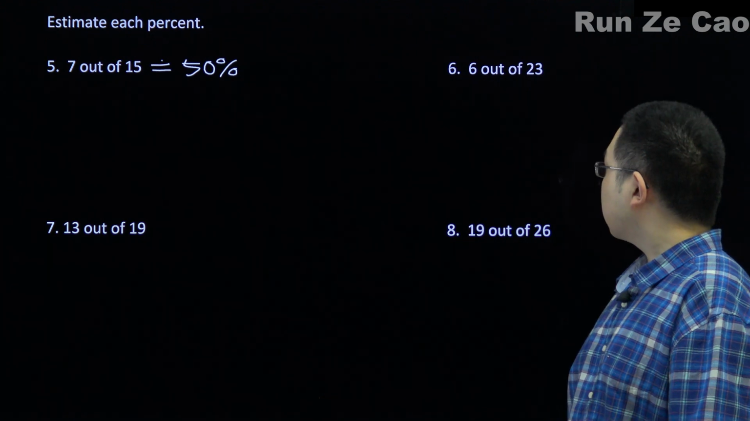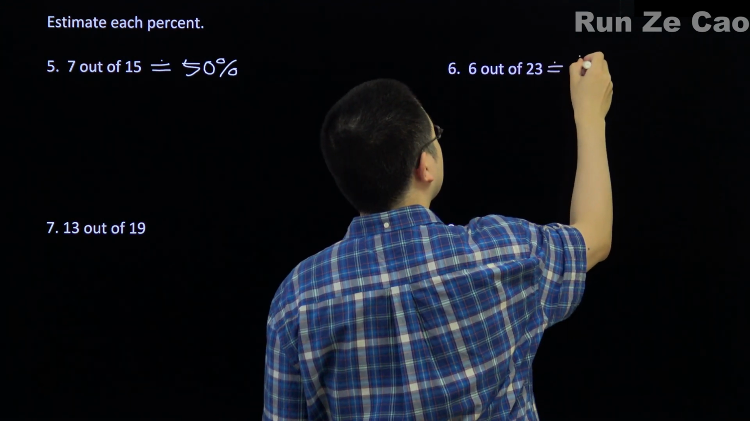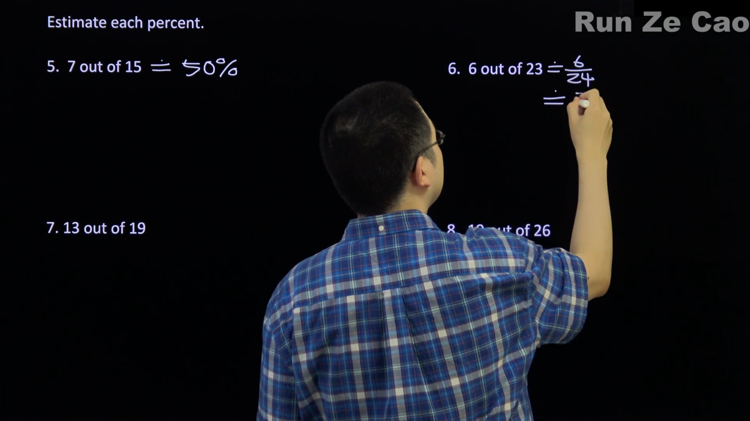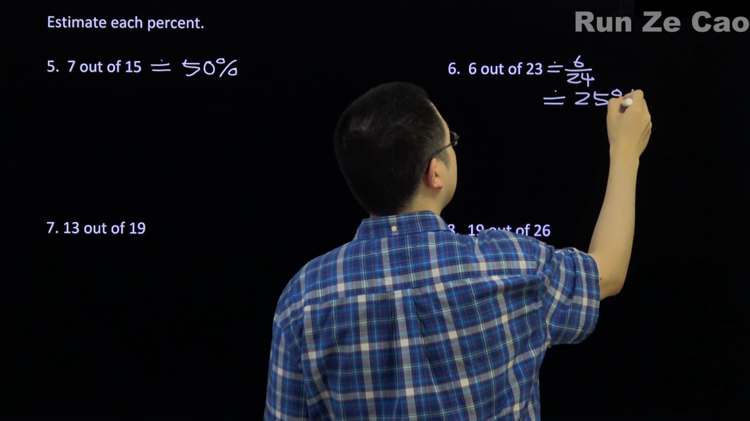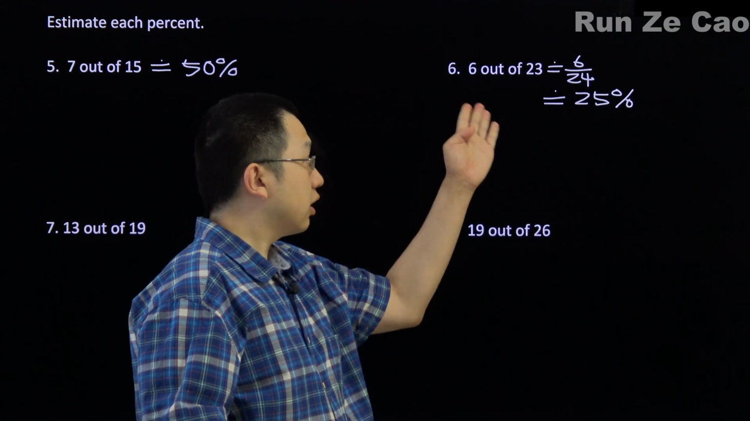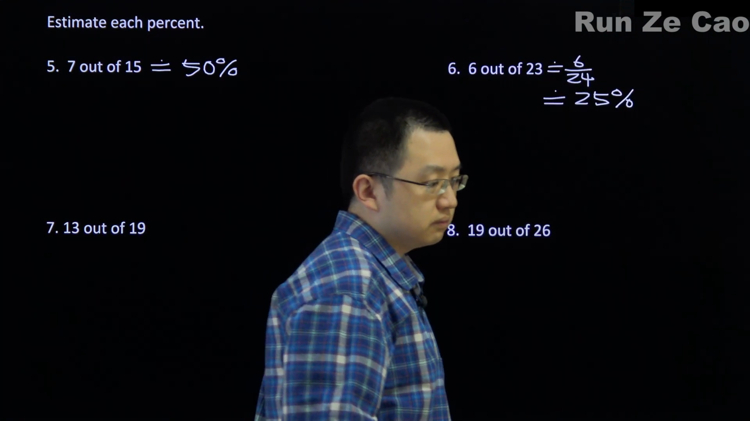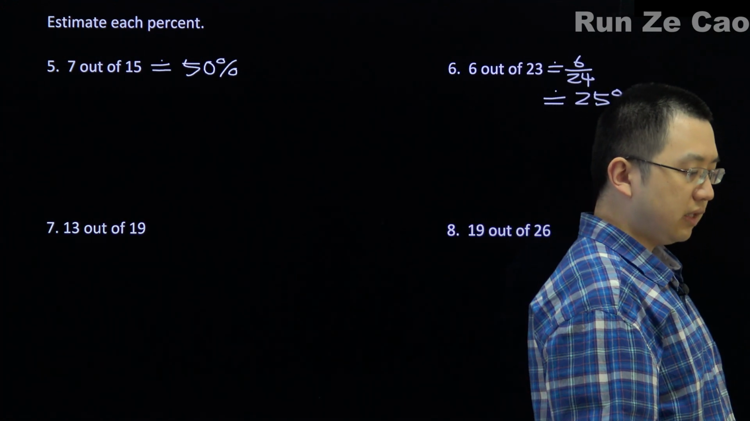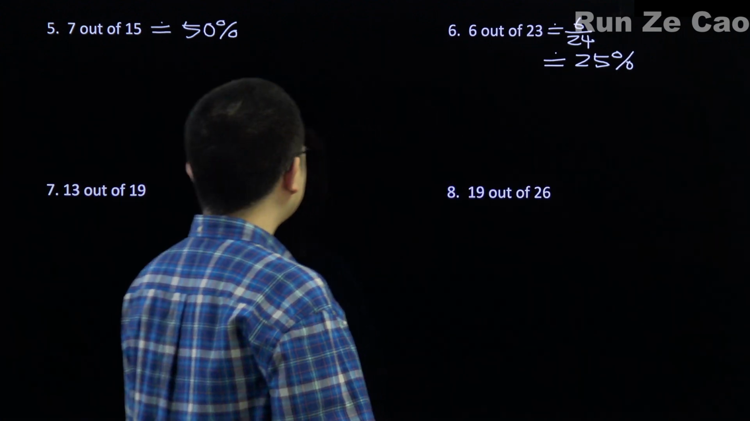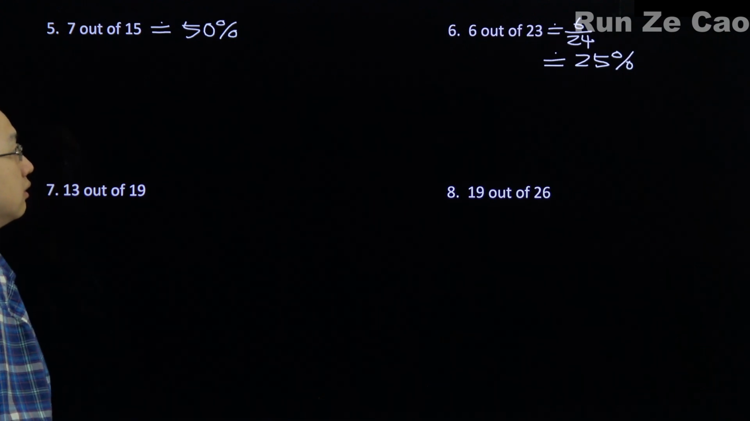6 out of 23 is approximately 6 over 24. Therefore, it's approximately 1/4 or 25%. It is actually an appreciably bigger percentage than that, but 6 out of 23 is close enough to 25% that for our estimation purposes, for now we can leave it at that.